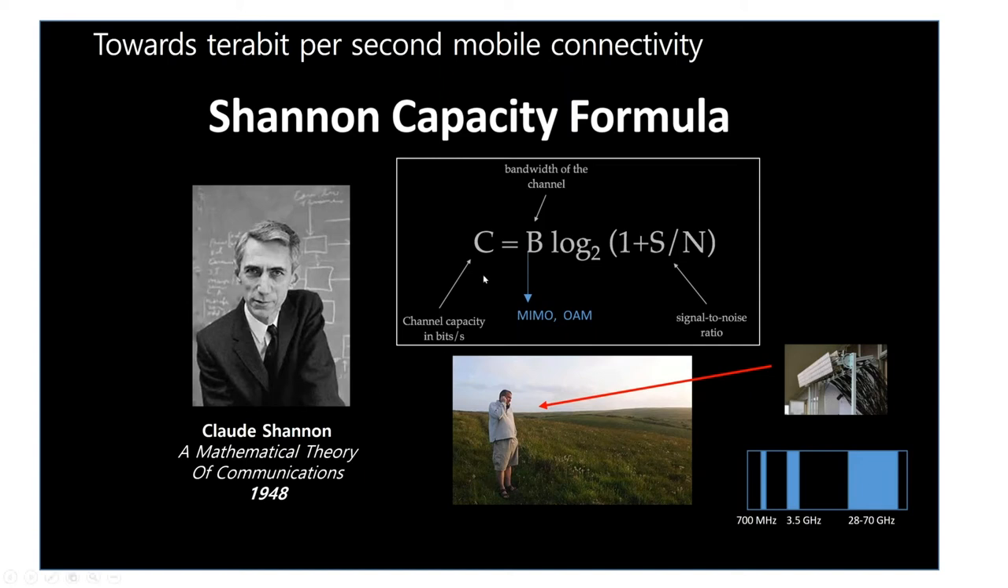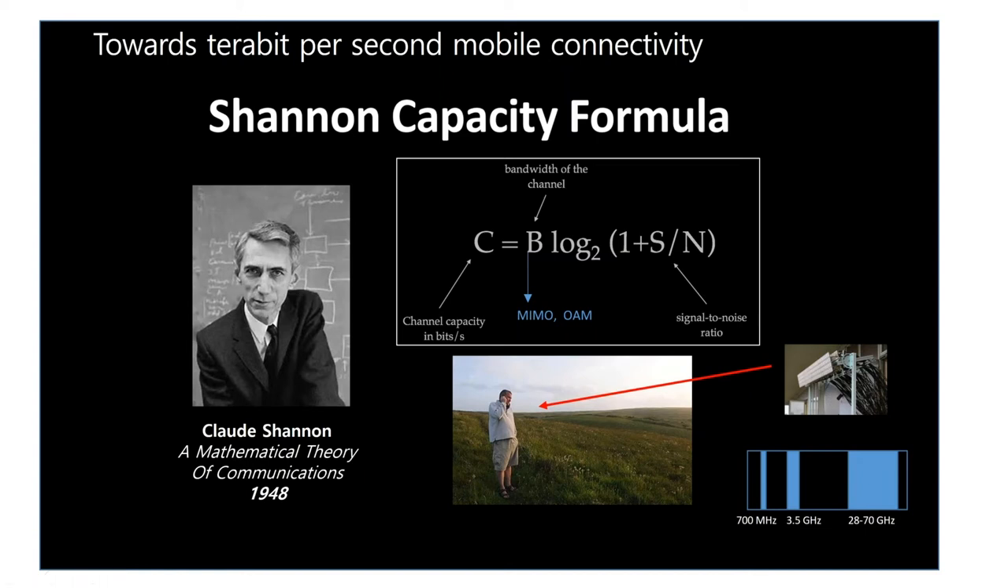In a nutshell, it says that the capacity, so really the data rate that you can achieve, is proportional to the bandwidth. Bandwidth of course translates to the amount of radio spectrum you have in wireless communication, and it is logarithmically proportional to the SNR, that's the signal divided by noise ratio. Obviously, when you have things such as MIMO or others, there's a factor in this, but that doesn't always work.